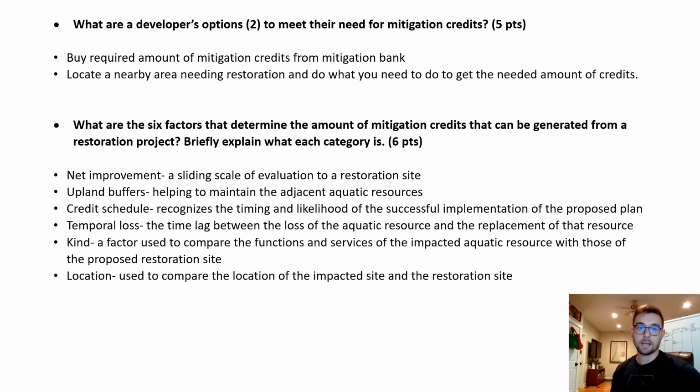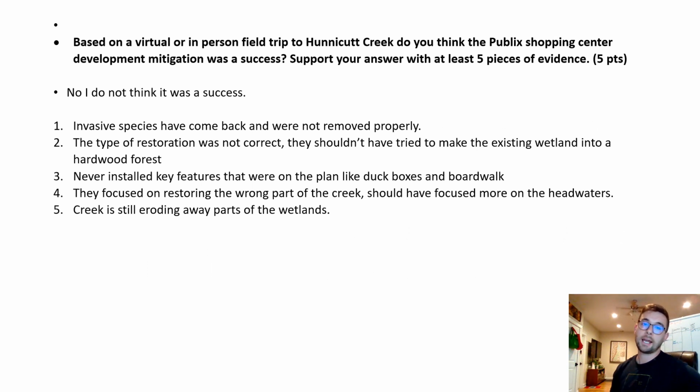Temporal loss is the time lag between the loss of the aquatic resource and the replacement of that resource's functions. Kind is a factor used to compare the functions and services of the impacted aquatic resource with those of the proposed restoration site and proposed restoration resource. Location is used to compare the location of both the impacted site and the restoration sites. And last but not least, Honeycutt Creek.